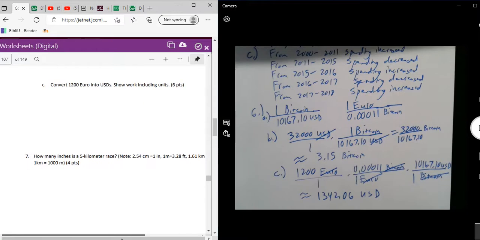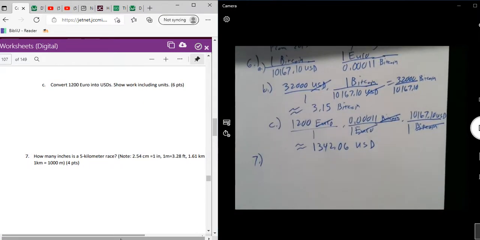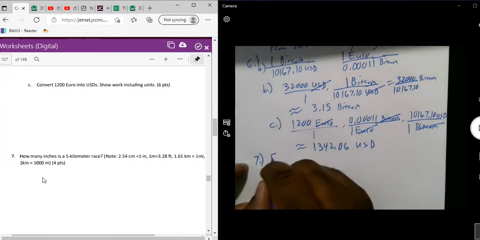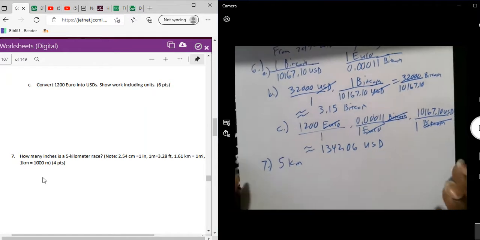All right. Now we go here to number 7. How many inches is a 5-kilometer race? Note, 2.54 centimeters is 1 inch. 1 meter is 3.28 feet. 1.61 kilometers is 1 mile. And 1 mile is 5,280 feet. 1 kilometer is 1,000 meters. So we want to go from 5 kilometers and we want to go to inches.